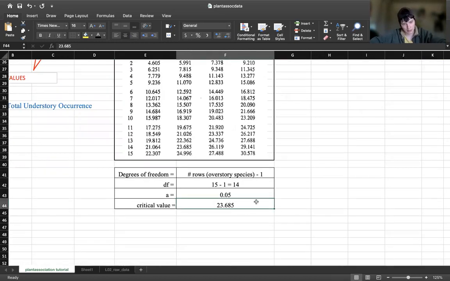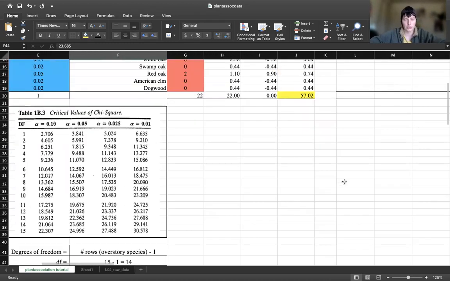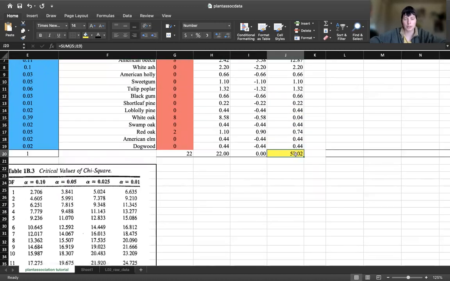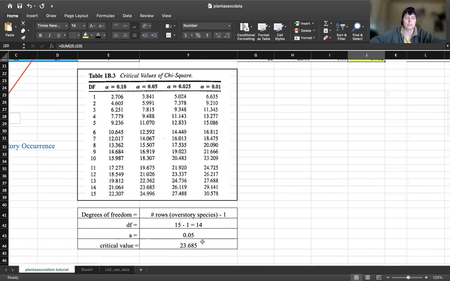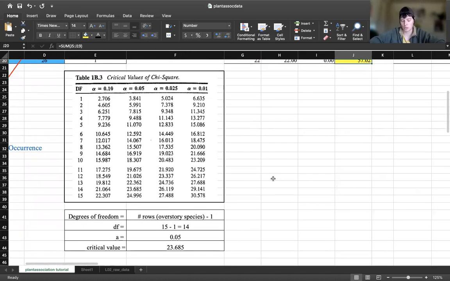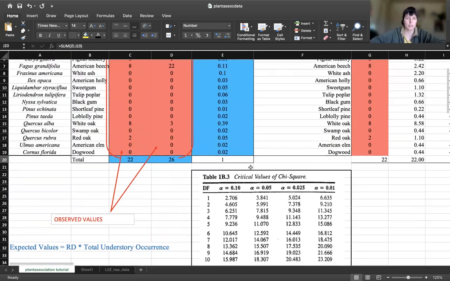So I have that written down right there. And this is the value that you're going to be comparing your chi-square value to. If your chi-square value is greater than the critical value, you're going to reject the null. If your chi-square value is less than the critical value, you're going to fail to reject the null. We're going to come up here and look at our chi-square value, and it's 57.02, which is greater than 23.685.